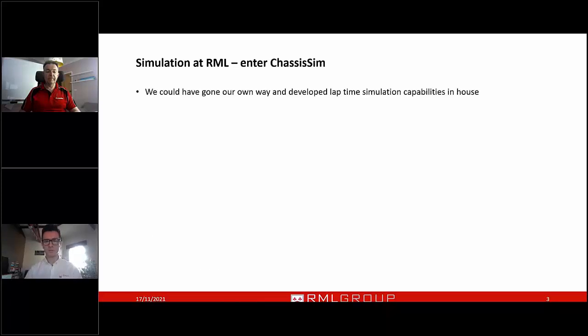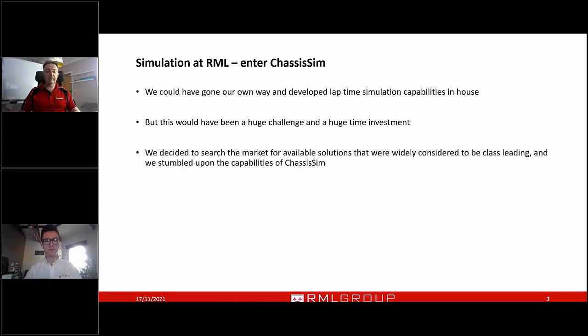Now, we could have gone a separate way. We could have developed our own capabilities in-house, which obviously places a lot of demands on time and the expertise required to deliver such capabilities. We did decide in the end to go for a market solution. We did look at multiple available solutions that were widely considered to be class leading in the lap time simulation area, and we found ChassisSim.